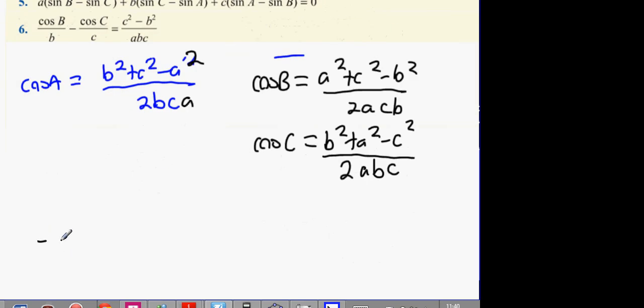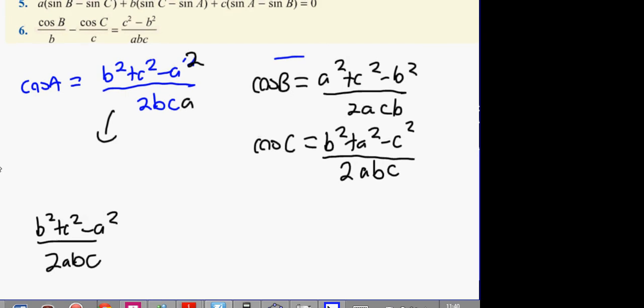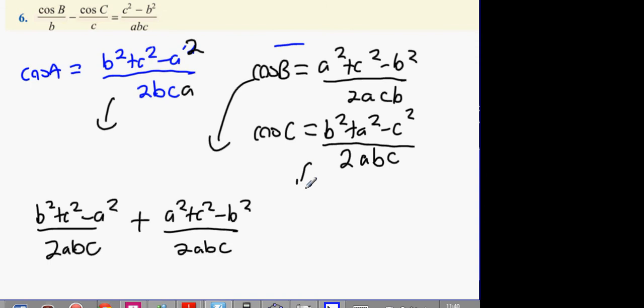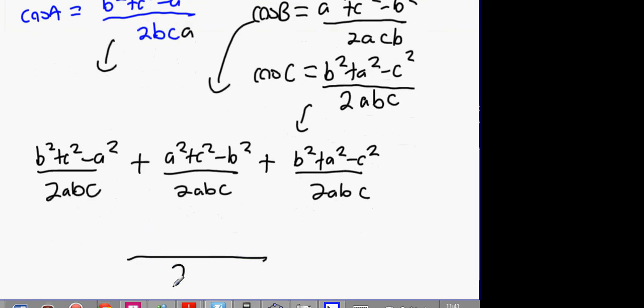So what's going to happen is this. We're going to get 2ABC. This is this one here. And it's now going to be B squared plus C squared minus A squared. And then it's plus the next one, which is this one here. And it's going to be A squared plus C squared minus B squared all over 2ABC. And then finally the last one is going to be B squared plus A squared minus C squared all over 2ABC. Safe to say that the answer is all going to be over 2ABC.